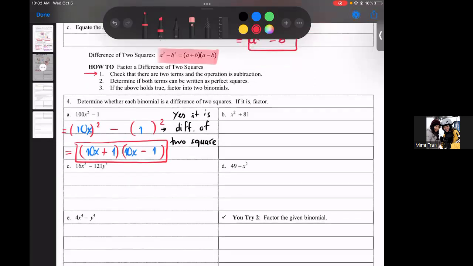What do you have? What do you guys have?